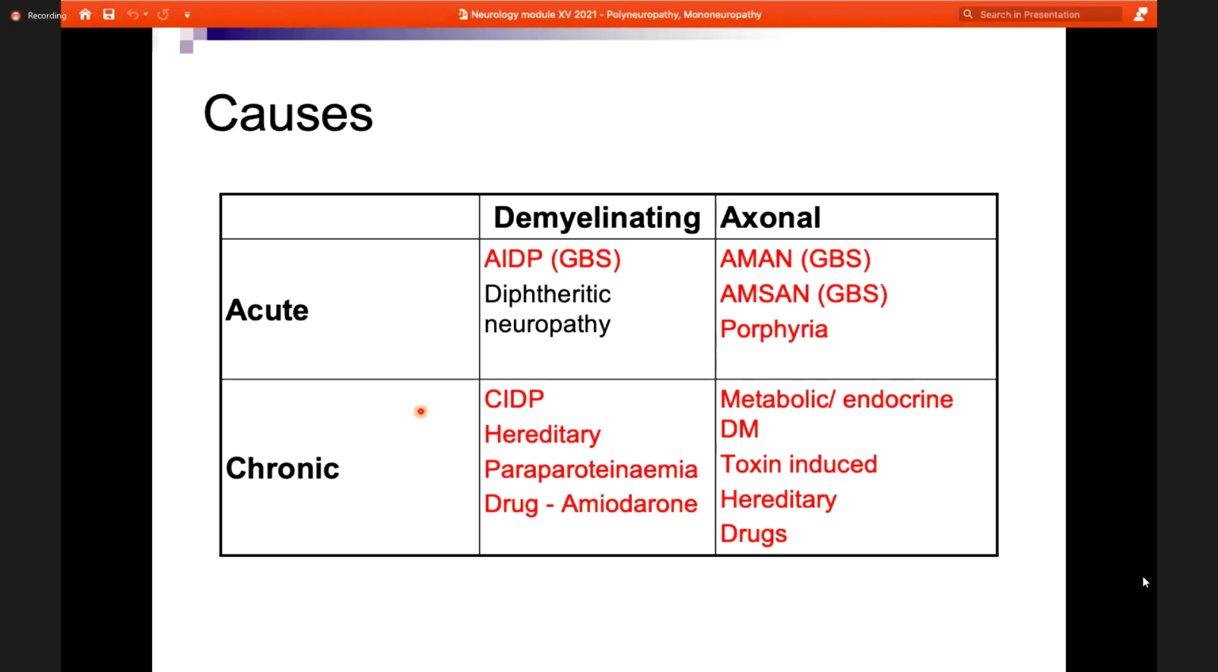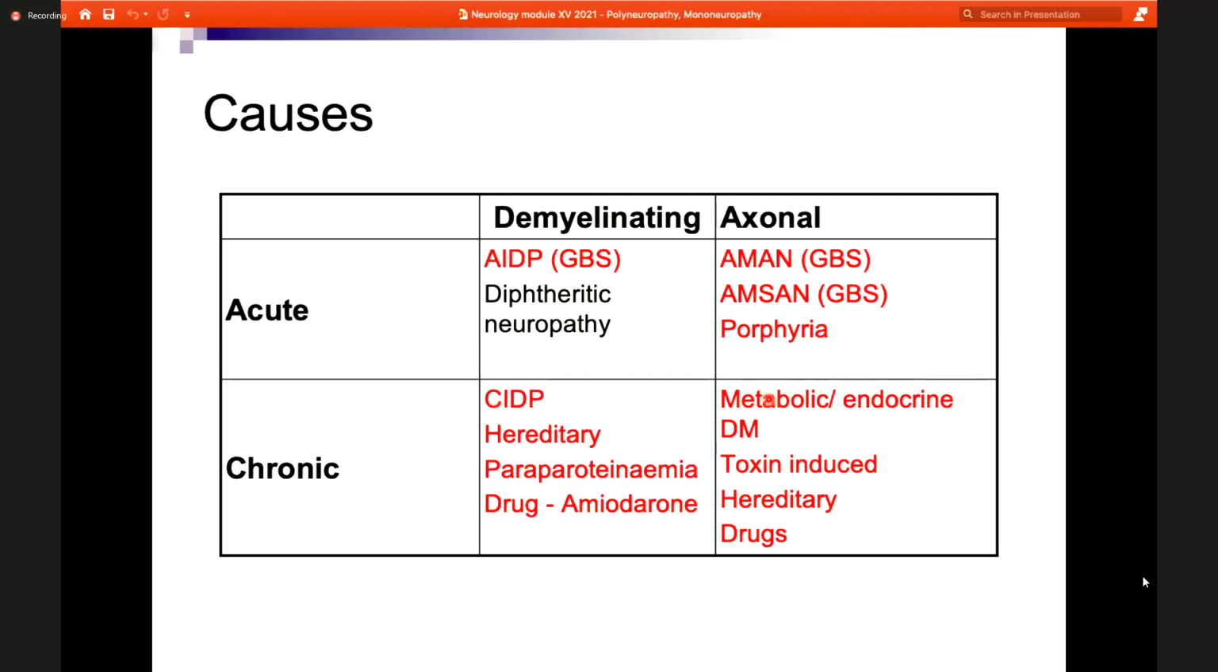Now we will go to chronic neuropathies. Now take chronic demyelinating neuropathies. You have only a few causes. CIDP, chronic inflammatory demyelinating polyneuropathy; hereditary demyelinating polyneuropathies, so Charcot-Marie-Tooth disease, for example, demyelinating varieties. Then you have paraproteinemia. Then you have drugs, and out of drugs also you have to remember only one drug, amiodarone. So these are the causes of chronic demyelinating neuropathies.